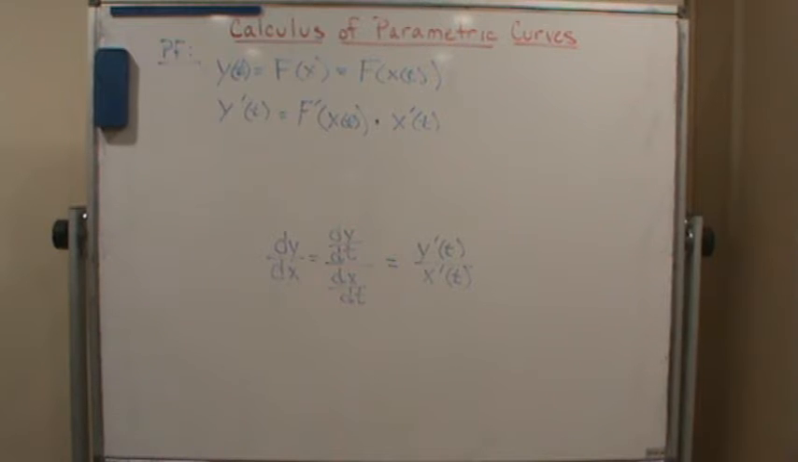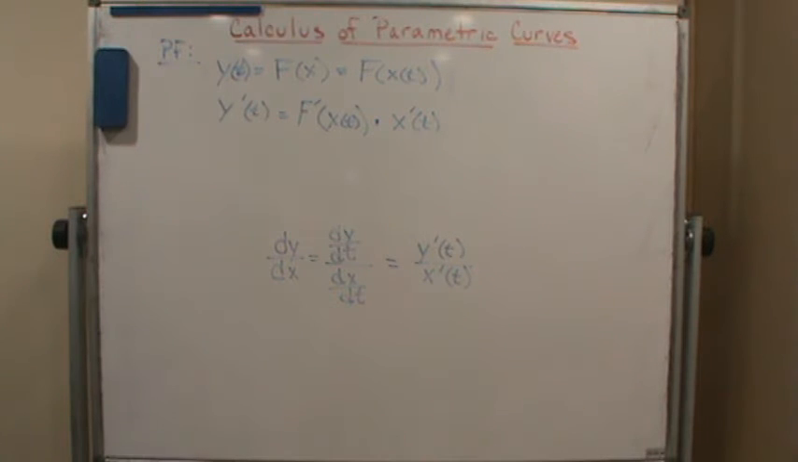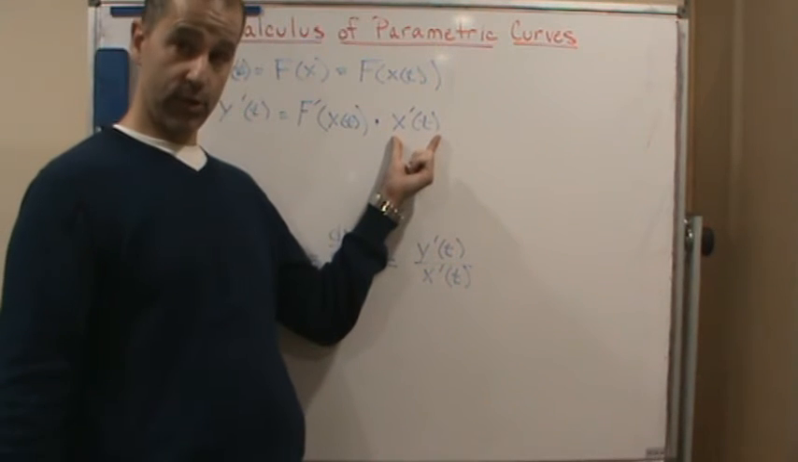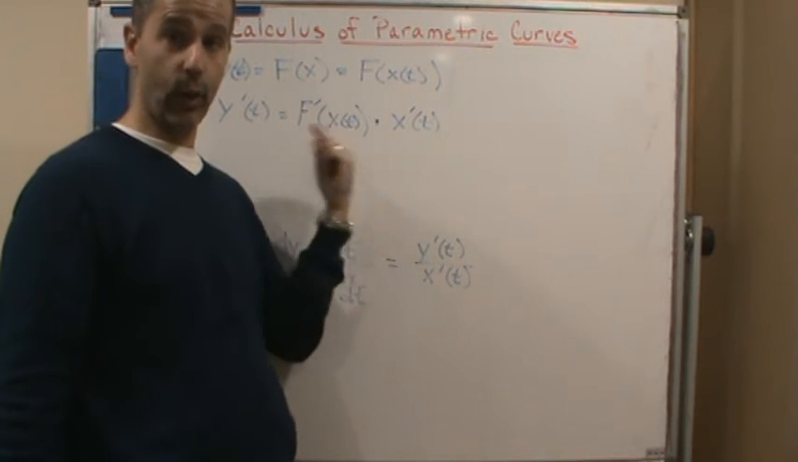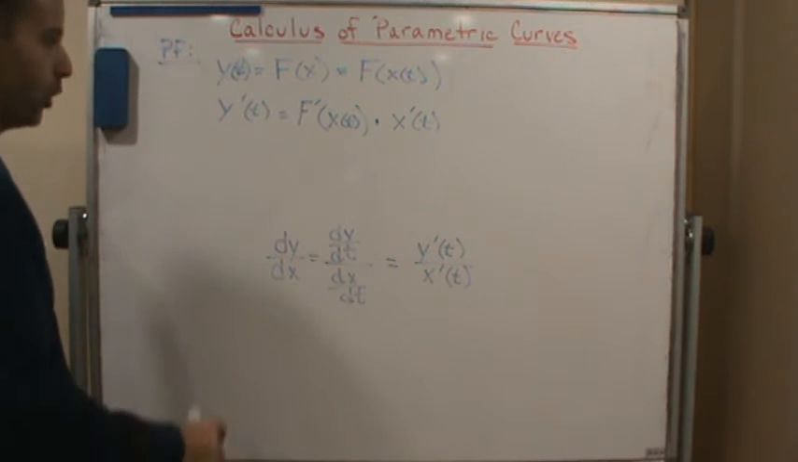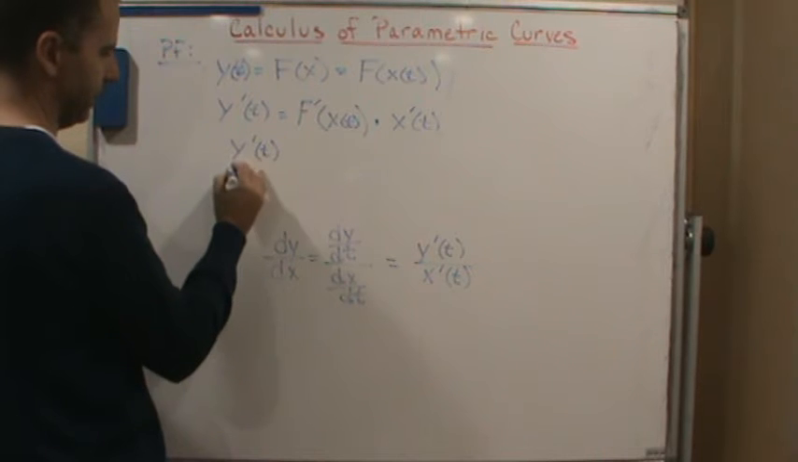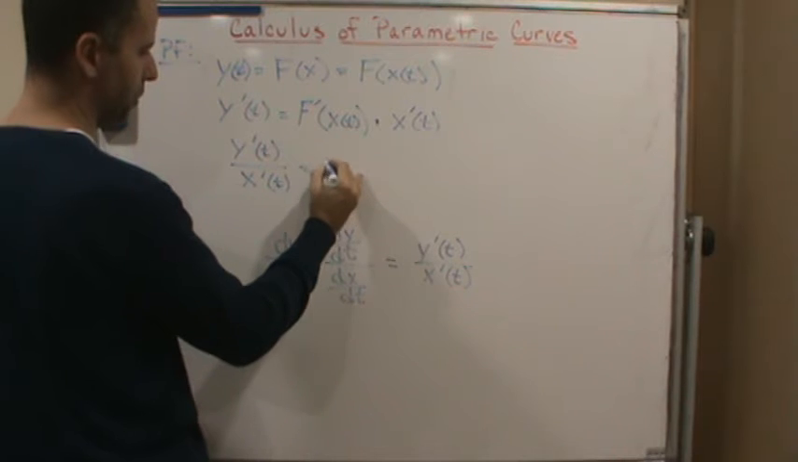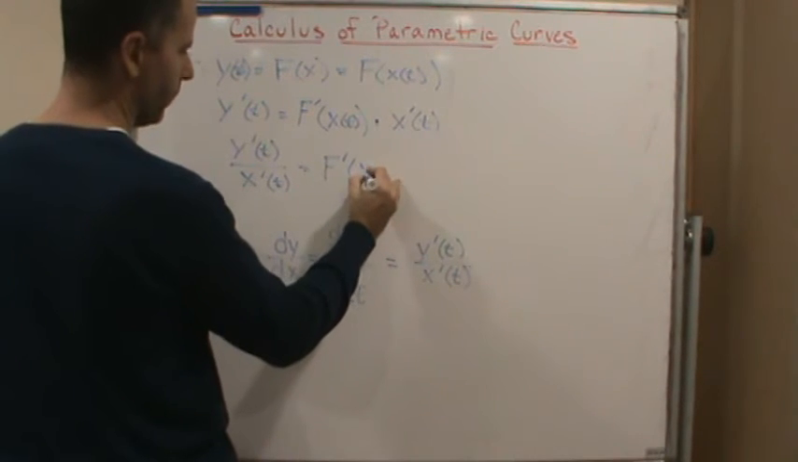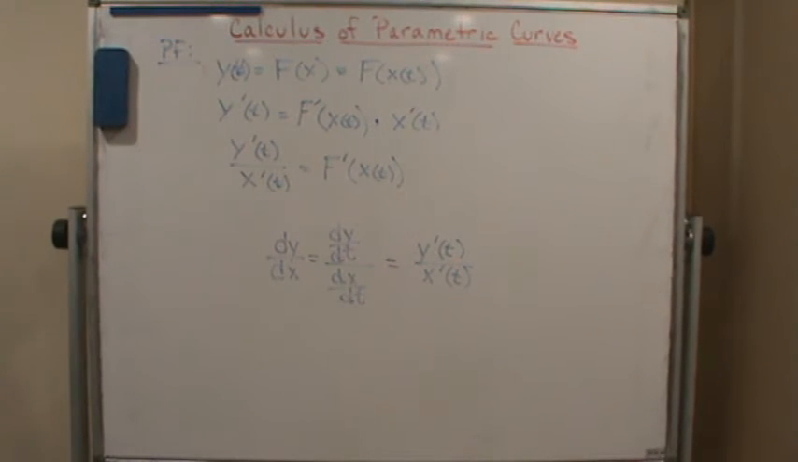Now, I'm going to divide both sides by x prime of t. Again, remember in the theorem, we're supposing that x prime of t is not equal to 0. So we can go ahead and divide both sides with no problem. If I do that, I get y prime of t divided by x prime of t is equal to F prime of x of t. Okay, so far so good, right?